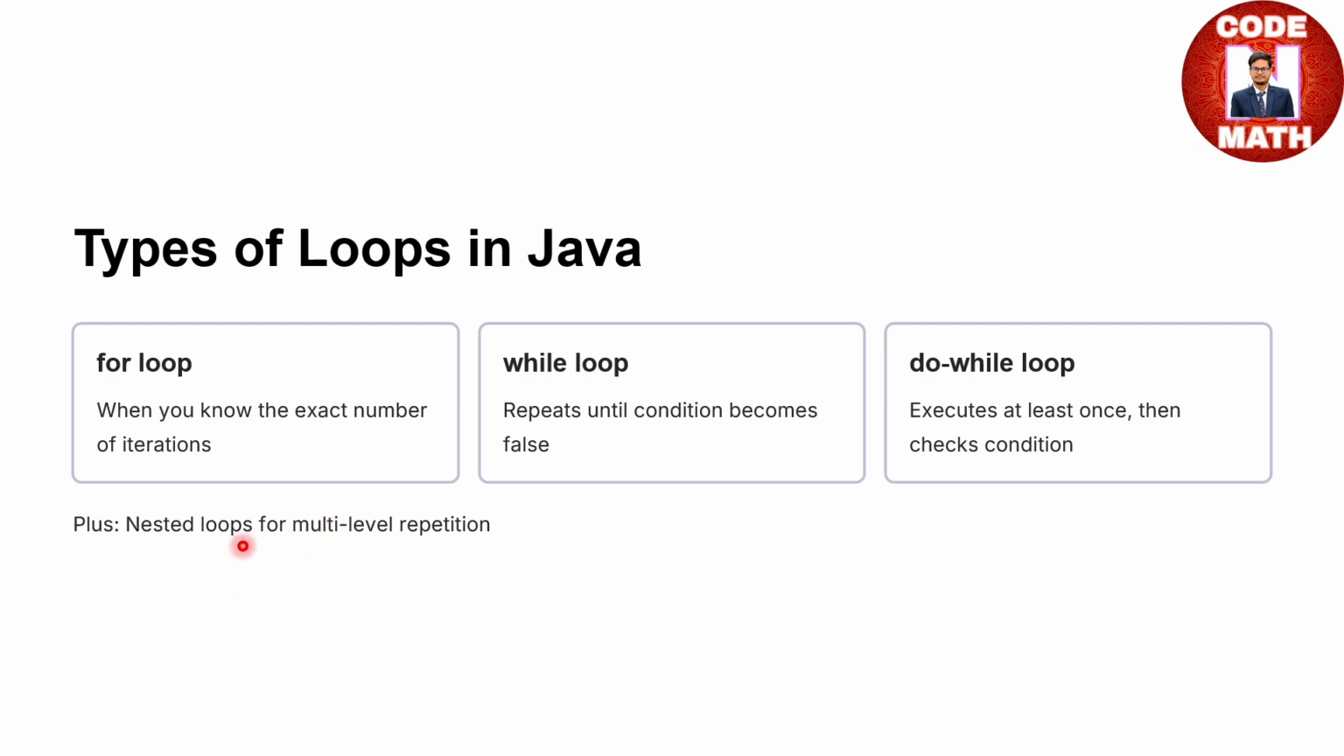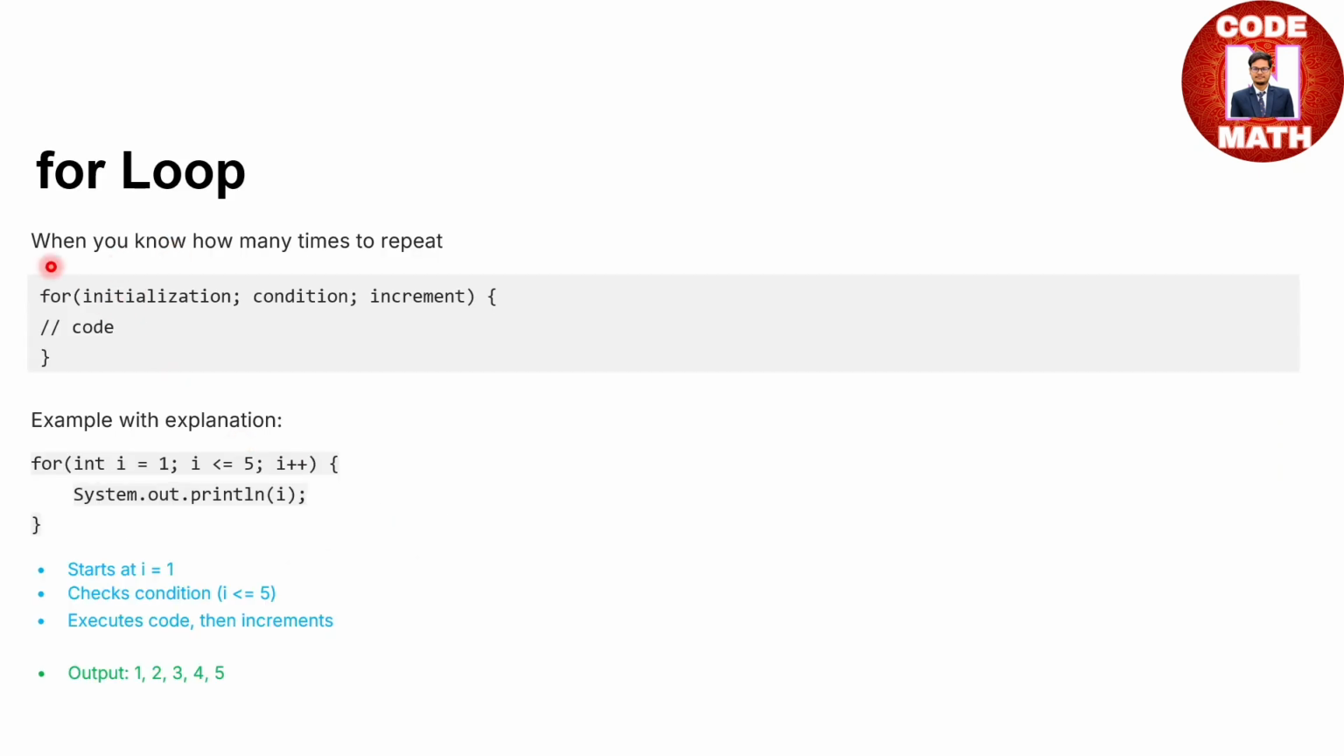So if we talk about the for loop, then when you already know how many times the task should be repeated, we use the for loop. Like counting 1 to 5, you already know the start and the end of the number. So in that place, you can use the for loop.